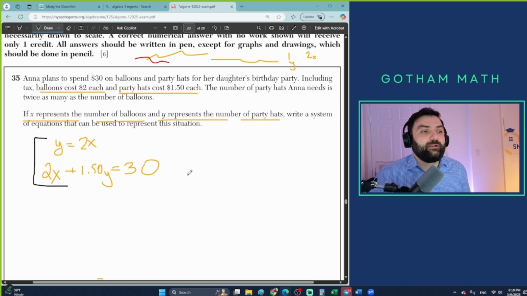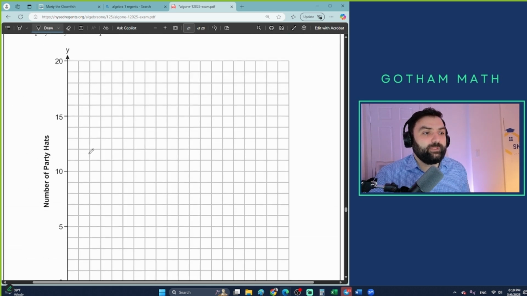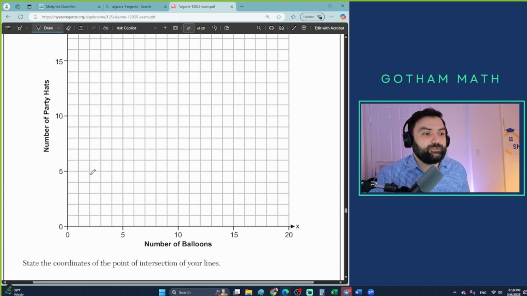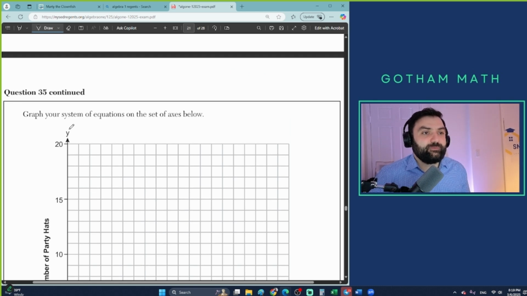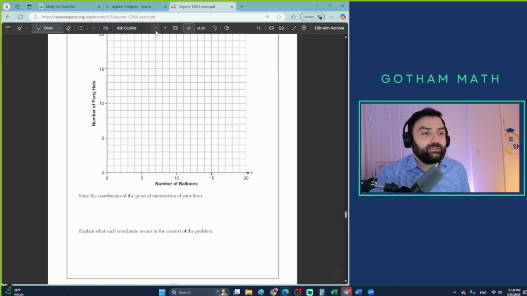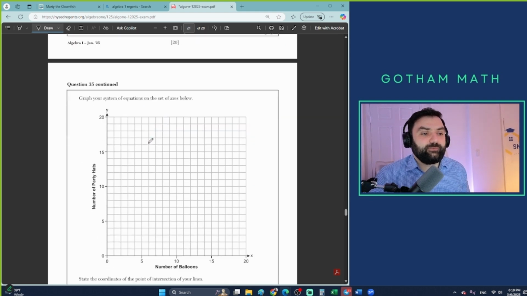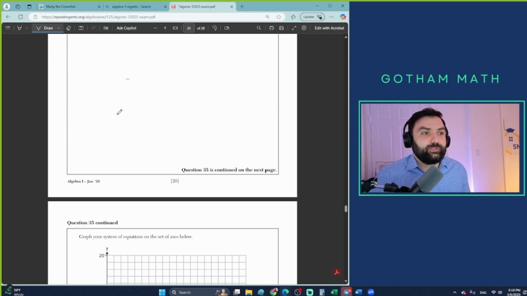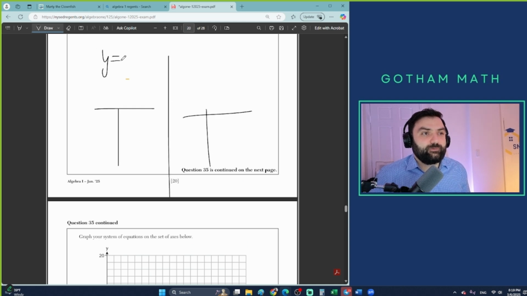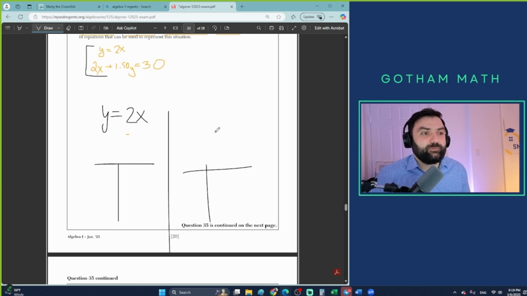All right. And now we have to most likely just graph it, right? Graph the system of equations. It's 2 lines that we're going to have to graph. So y equals 2x is pretty easy to graph. You know what, I'm going to do it here. Why not? This one, I'm going to do y equals 2x. And on this one, I'm going to do 2x plus 1.50y equals 30.